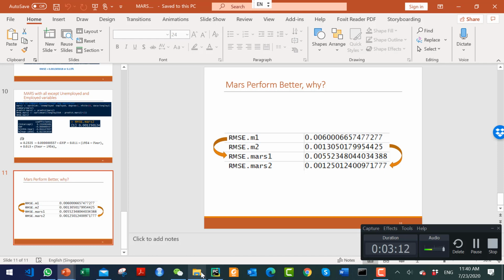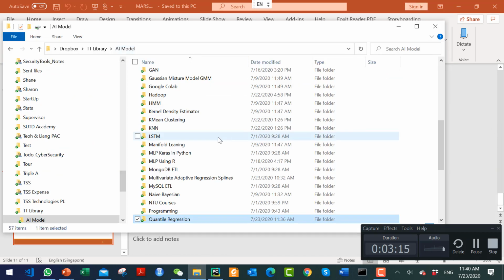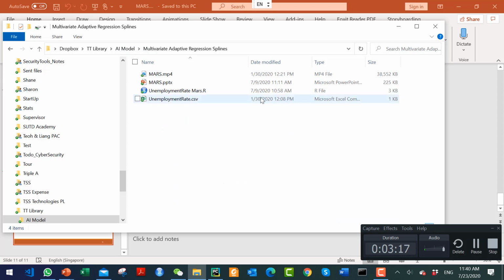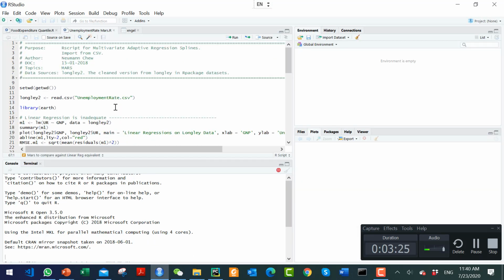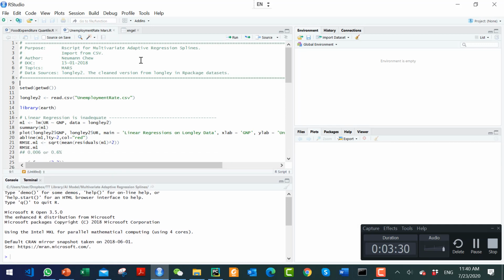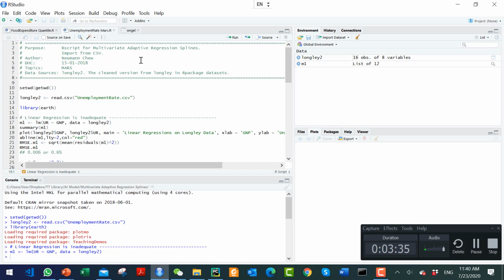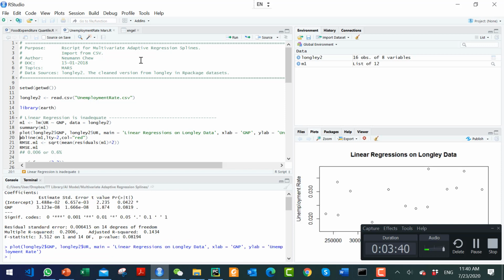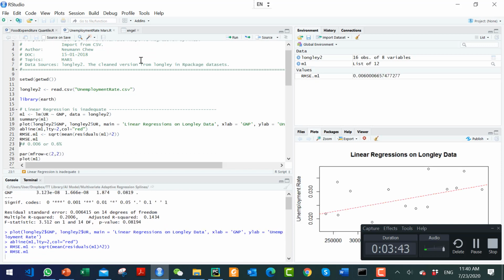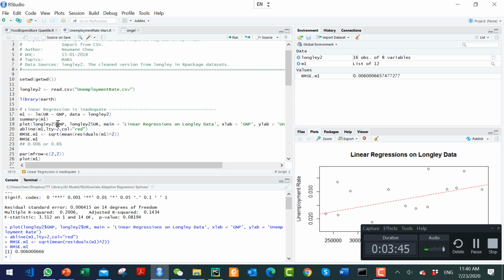So let's see how we run the program on MARS. This is the MARS. So if you look at the MARS itself, when you run the code, they are all together M1 and M2 with MARS. So this is M1. This is the data for unemployment rates. And this is the RMSE for model 1. In model 1 we are only using GDP. So that's our error, 0.006.